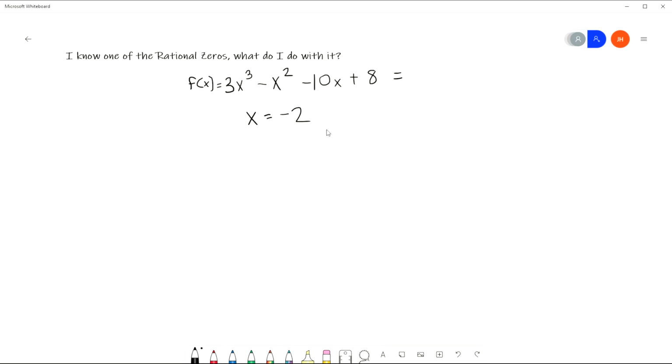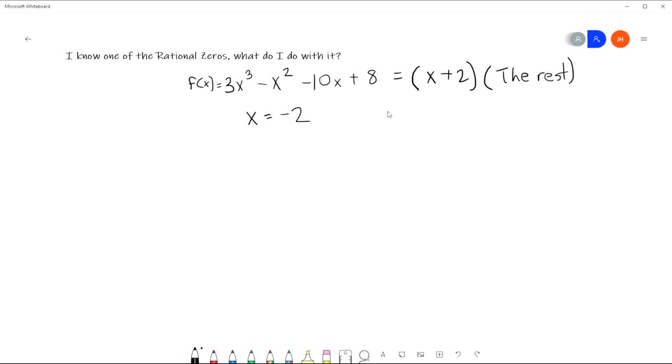Well, since we know a zero of the polynomial, we can know one of the factors, right? What factor has a 0 at x equals -2? x plus 2, right? Because x plus 2 is equal to 0 when x is -2. But what about the rest of the polynomial? What is that? I only know one factor.